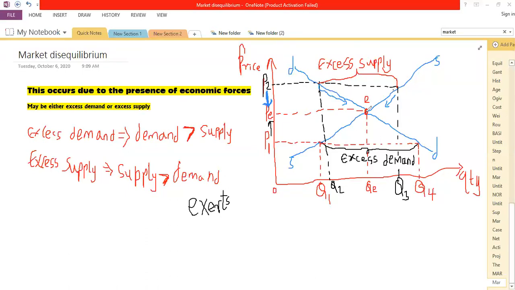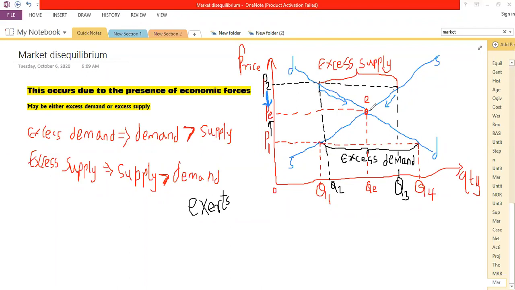A stable equilibrium is a situation where, in the market for a commodity, whenever economic forces, either an excess demand or an excess supply, exist in the market, there will be a restoration of the equilibrium back to its original position. I repeat, a stable equilibrium occurs when, with the presence of an economic force, which could be an excess supply or an excess demand, the equilibrium position is restored back to its original position.